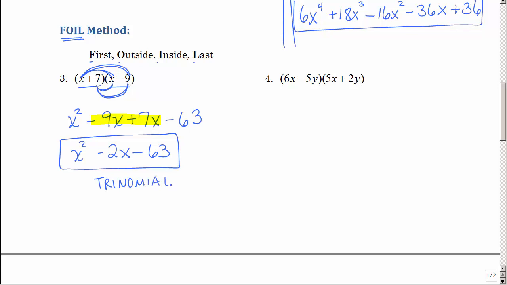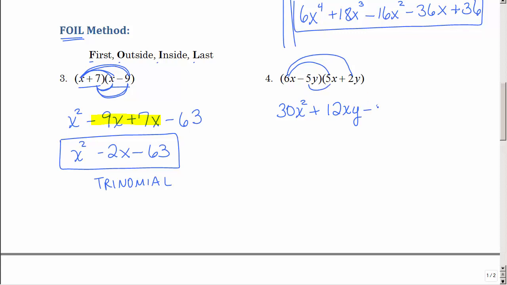All right, let's practice number 4. Has a few more letters. So 6x times 5x, that would be F, the first in the parenthesis. That's 30x squared, because we're multiplying x times x. Then the last in the parenthesis, that's going to be positive 12xy. You usually put your letters in alphabetical order.